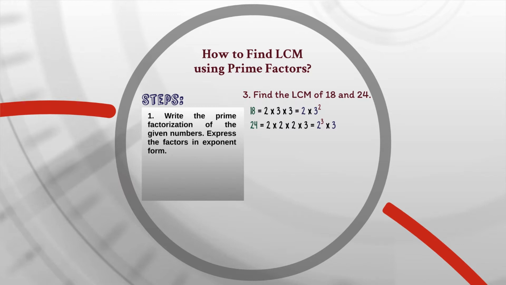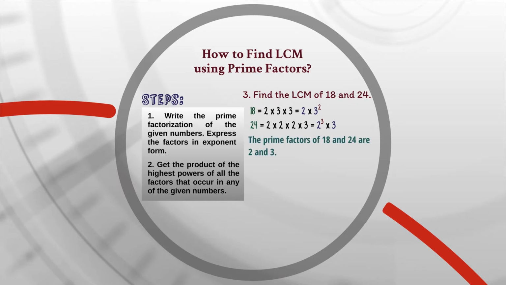Now that we have the prime factors of the two numbers, the next step is to get the product of the highest powers of all the factors that occur in any of the given numbers. To put it in simple words, we will pick the factor with the highest exponent for each prime factorization of the given numbers and multiply them.